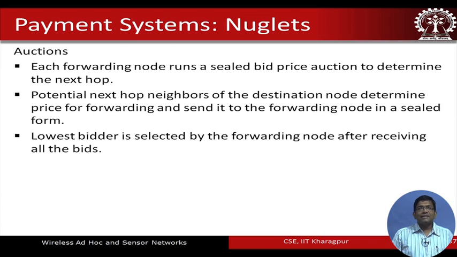The auction based mechanism, on the other hand, uses a sealed bid price auction mechanism to determine the next hop. So, among the possible next hop neighbors, whoever bids the highest will be given the packet for forwarding it. Okay. So, the lowest bidder is selected by the forwarding node after receiving all the bids.